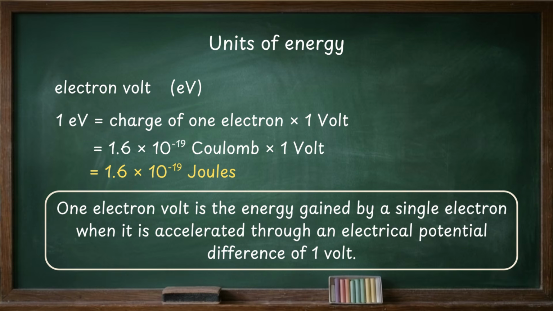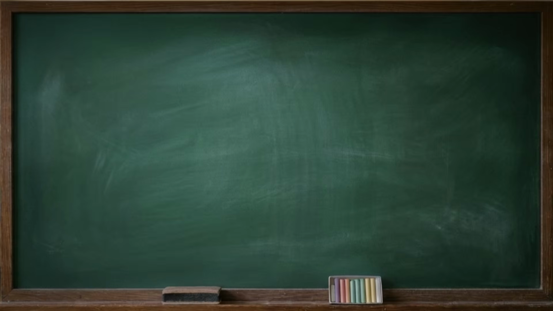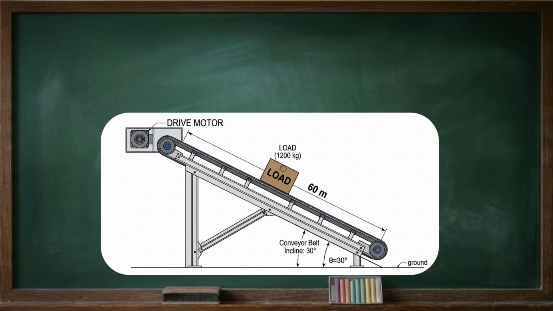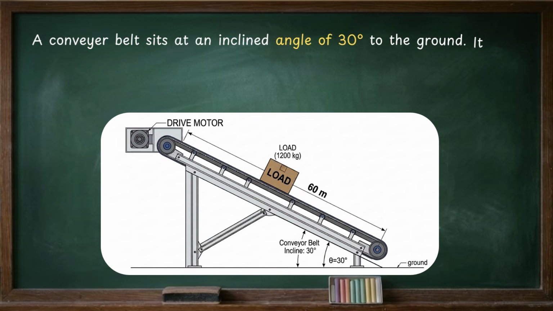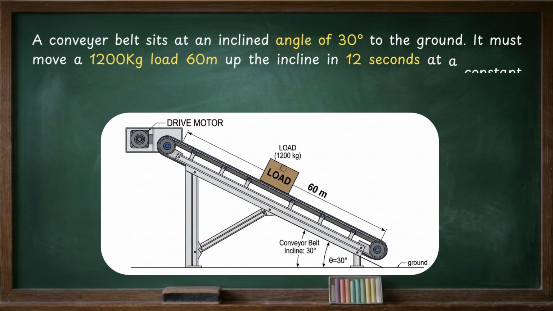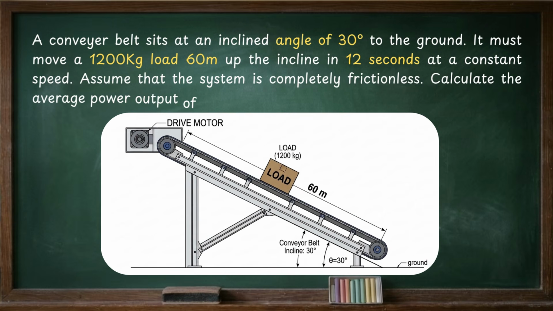With that, we have completed part A of this chapter. Now, let me ask you an interesting problem for you to solve. A conveyor belt sits at an inclined angle of 30 degrees to the ground. It must move a 1,200 kilogram load 60 meters up the incline in 12 seconds at a constant speed. Assume that the system is completely frictionless. Calculate the average power output of the conveyor belt's motor in kilowatts.